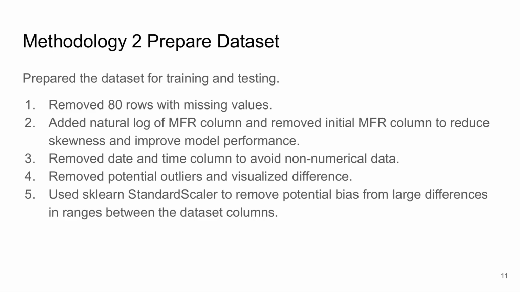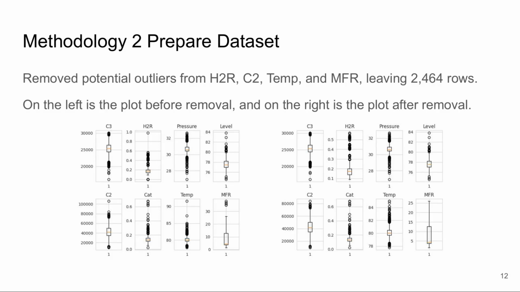And we used the sklearn standard scaler to remove potential bias from large differences in ranges between data sets. And again, we didn't use a robust scaler since we're already going ahead and removing the outliers as seen through box and whisker plots. On the left is box and whisker plots before outliers were removed, and on the right is after they were removed. This still leaves us with 2,464 rows after removing the outliers.